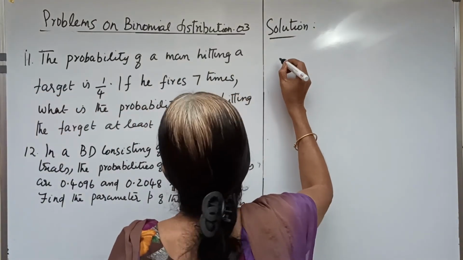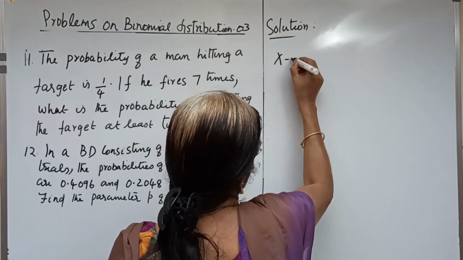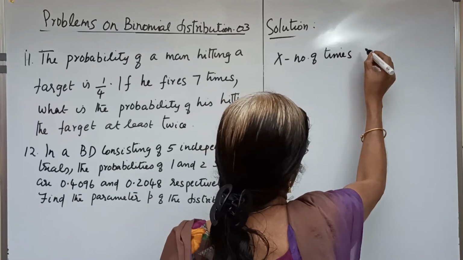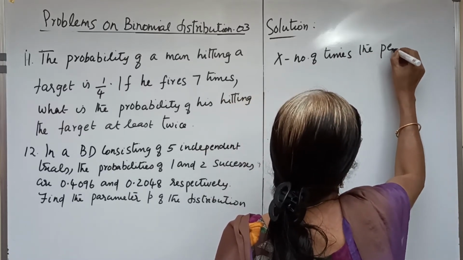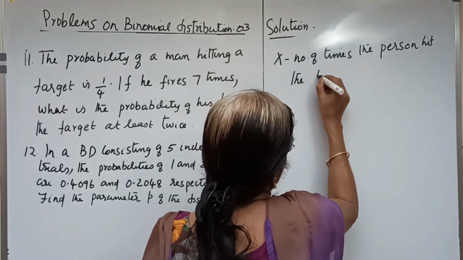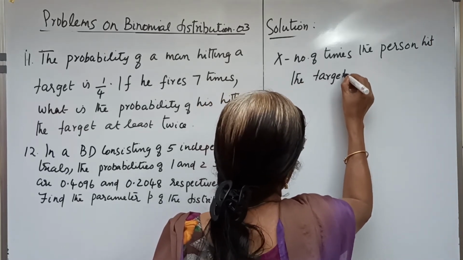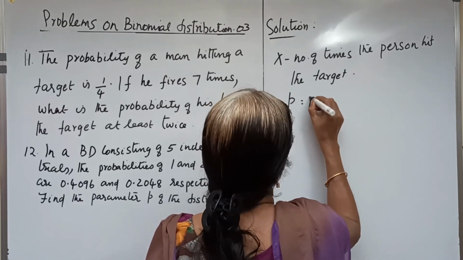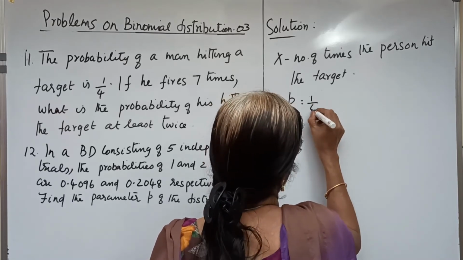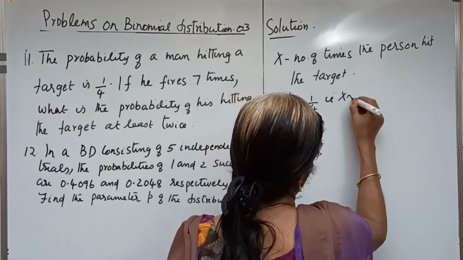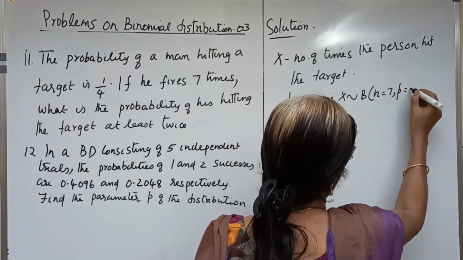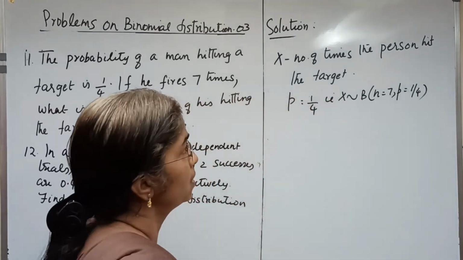Let x be the number of successes, the number of times the person hits the target, and p equal to the probability of a success. So we may take p equal to 1/4, that is x follows binomial with n equal to 7 and p equal to 1/4.